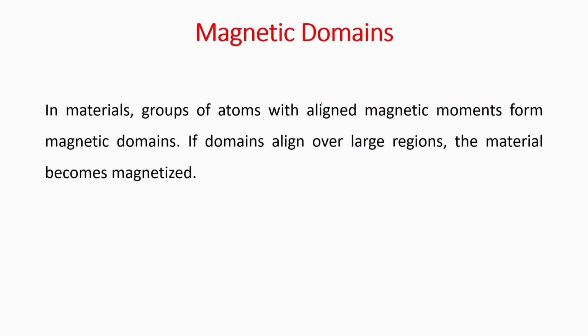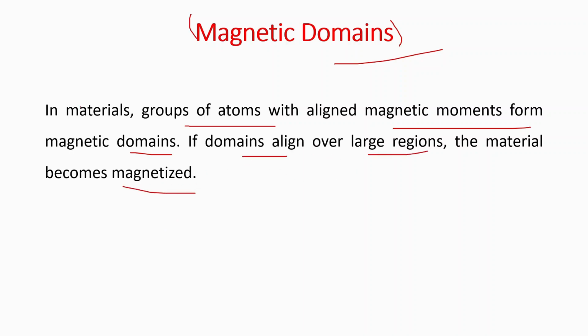There is also another concept of magnetic domains. I will discuss magnetic domains in another video, because this itself is a significant topic. But for now, just learn that in materials, a group of atoms with aligned magnetic moments forms a magnetic domain. In a magnetic domain there are several magnetic moments, and if these domains align over large regions, the material becomes magnetized. Otherwise, today's video will become longer.